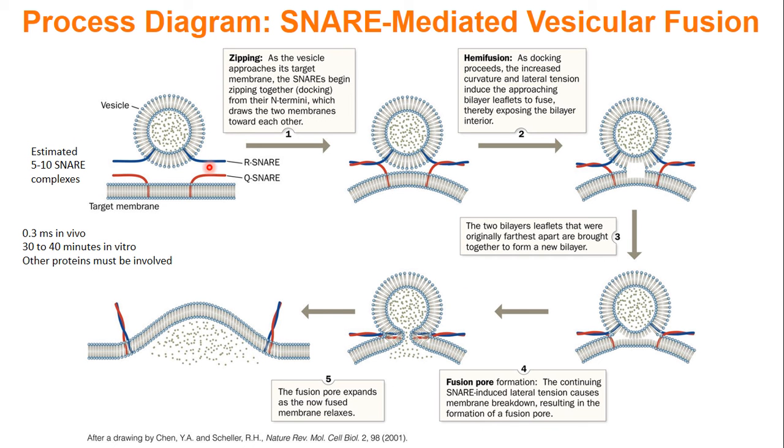Now, it's much more complex than these snares. However, we're not 100% sure how it all works, because experiments with just snares take about 45 minutes to fuse, while inside the body this happens in not even a second. So there are unknown proteins that we're still not aware of, but this is the basics of how a vesicle and a membrane fuse.